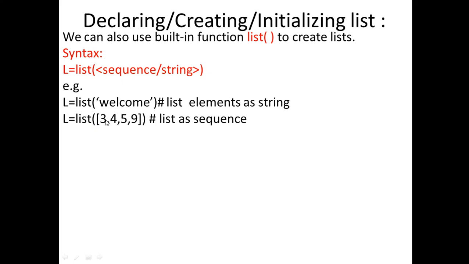L equal to list of 3.45, 9. See here the difference between these two statements: one is without the square brackets, the second is with the help of square brackets. In the first example we have provided a string, and in the second example a sequence. So either you provide the string directly or a sequence. The sequence will be identified by the square brackets. So here 3.45 and 9 are the items of the list, for which we have provided the argument with the help of a sequence.